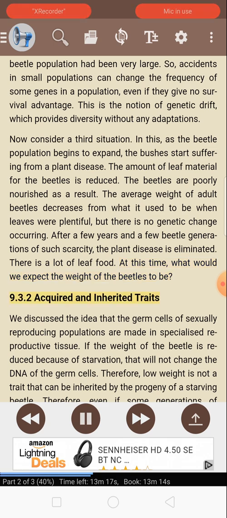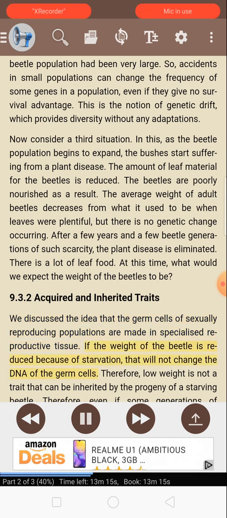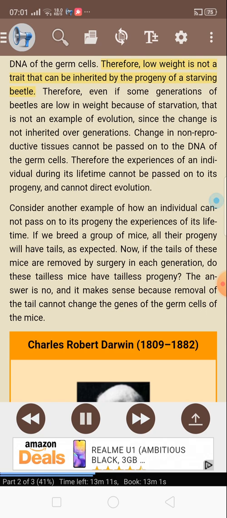9.3.2 Acquired and inherited traits. We discussed the idea that the germ cells of sexually reproducing populations are made in specialized reproductive tissue. If the weight of the beetle is reduced because of starvation, that will not change the DNA of the germ cells. Therefore, low weight is not a trait that can be inherited by the progeny of a starving beetle.